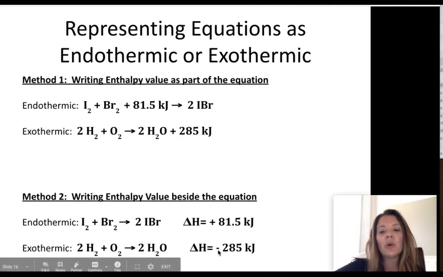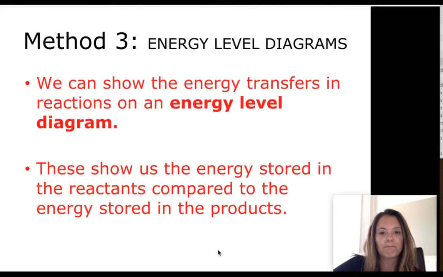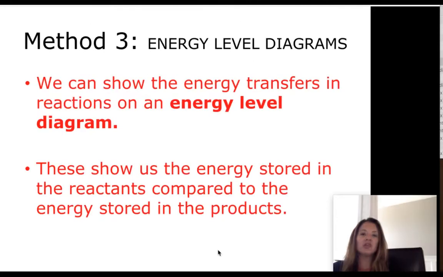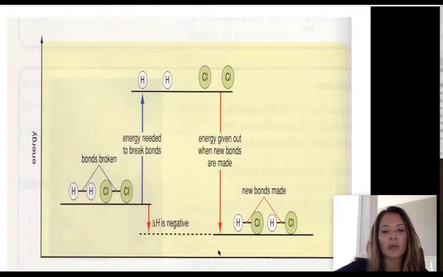Okay, so exothermic means that you would have a greater output of energy compared to input, and it would be written on the right-hand side, or if it was written off to the side as a separate enthalpy value, you must put a negative to indicate that it is exothermic. The last way we can show endothermic or exothermic is by way of energy level diagrams. An energy level diagram shows energy stored in the reactants compared to the energy stored in the products.